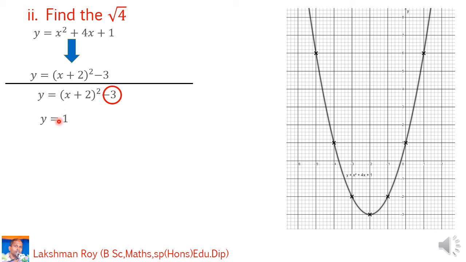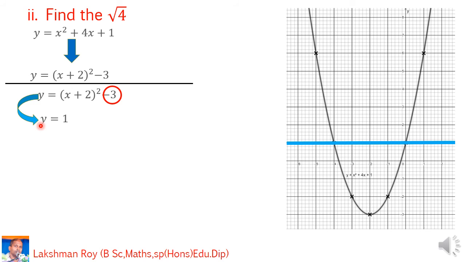So if you take the intersecting point of the y equal 1 line and the y equal (x plus 2) square minus 3 graph, you can find the square root of 4, right? Let's see what happened. Right, so this is a relation. So you have a small problem, why I select y equal 1, right? You get an answer for that one if you follow this one, right?